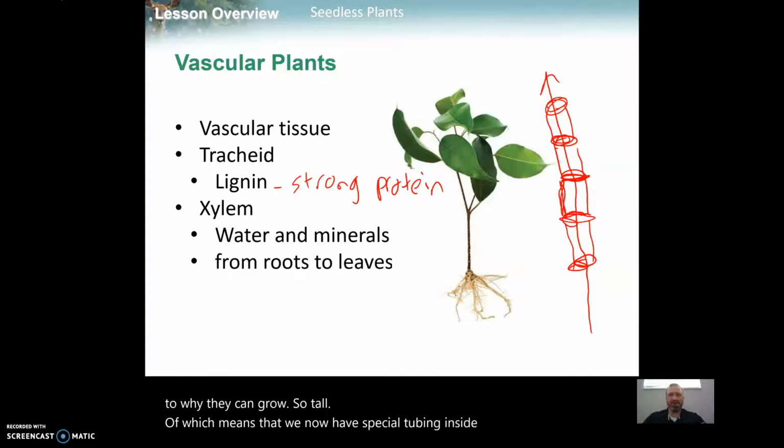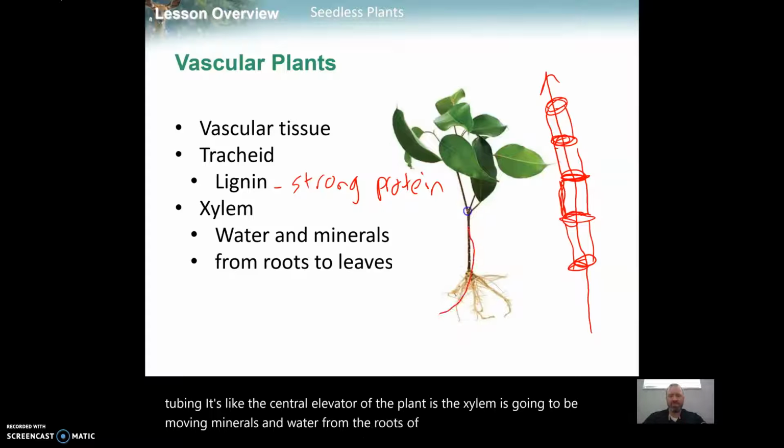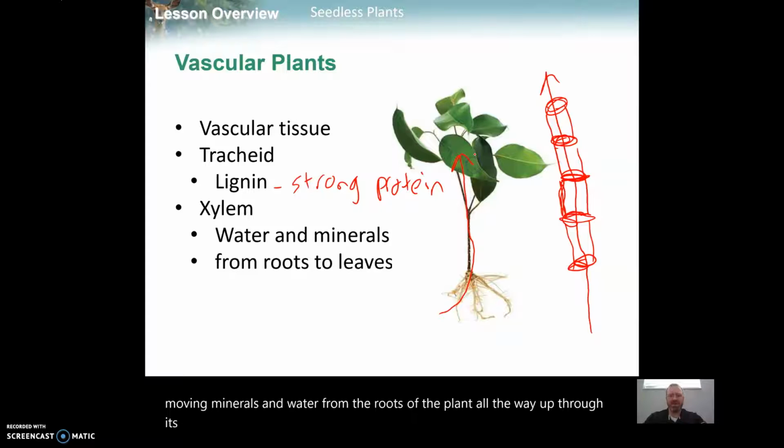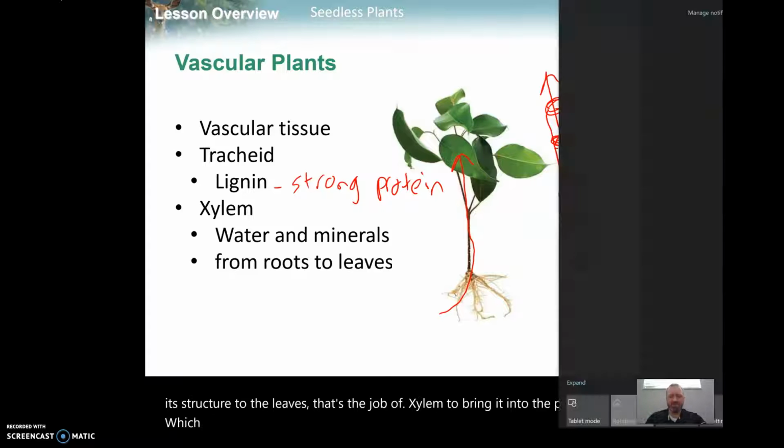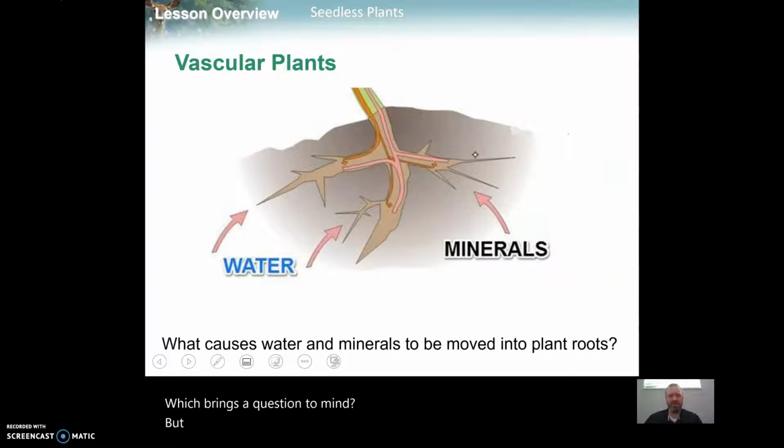Okay, which means that we now have special tubing inside the plant. The main tubing, it's like the central elevator of the plant, is the xylem. It's going to be moving minerals and water from the roots of the plant all the way up through its structure to the leaves. That's the job of the xylem, to bring it into the plant. Which brings a question to mind. What causes water and minerals to move through a plant root?